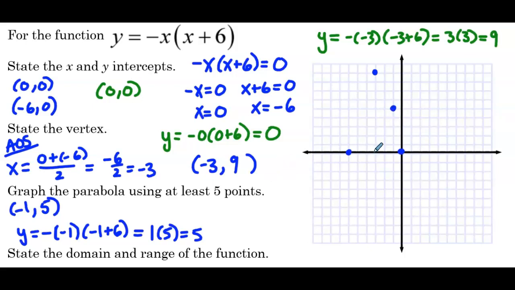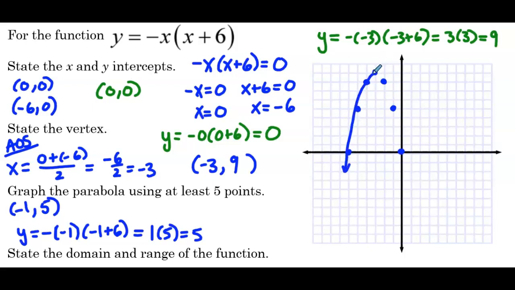And then we can use symmetry. So negative 1, 5 is 2 to the right of the axis of symmetry, so go 2 to the left. We have the point negative 5, 5. At this point we can graph, but if we wanted to be more accurate, we could plug negative 2 in. So if we plugged negative 2 in, we would get positive 2 times 4, which is 8. And then using symmetry, we would get negative 4, 8 as well. Now we have 7 points, so our graph is even more accurate.